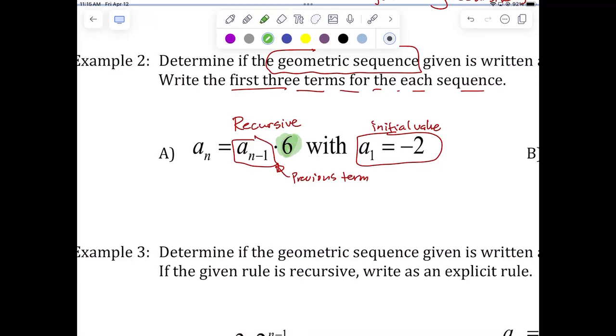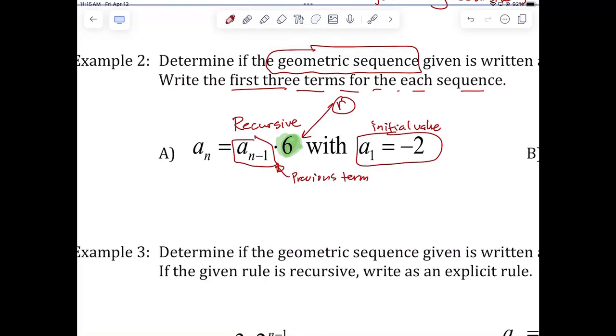Negative 2 is my starting point. 6, yeah, 6 right there. I was highlighting it. Yeah, 6 is the common ratio. So it means previous term times 6, previous term times 6, and so on. All right, let's write out the first 3 terms.